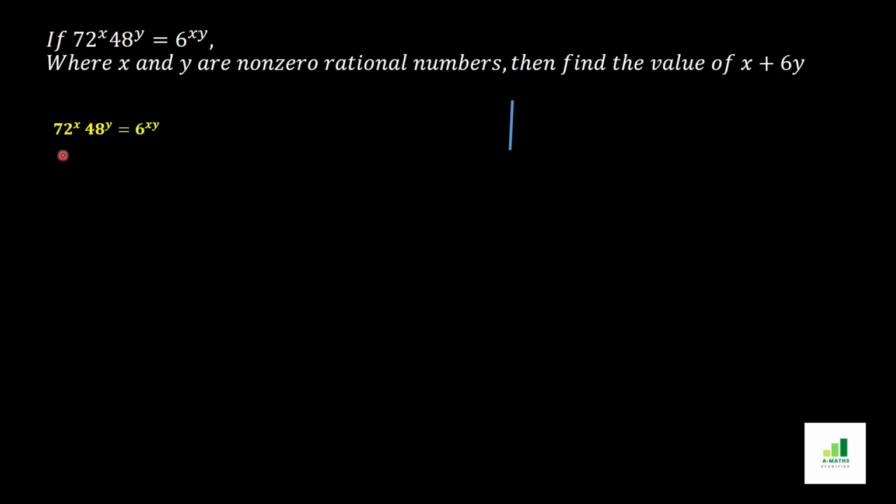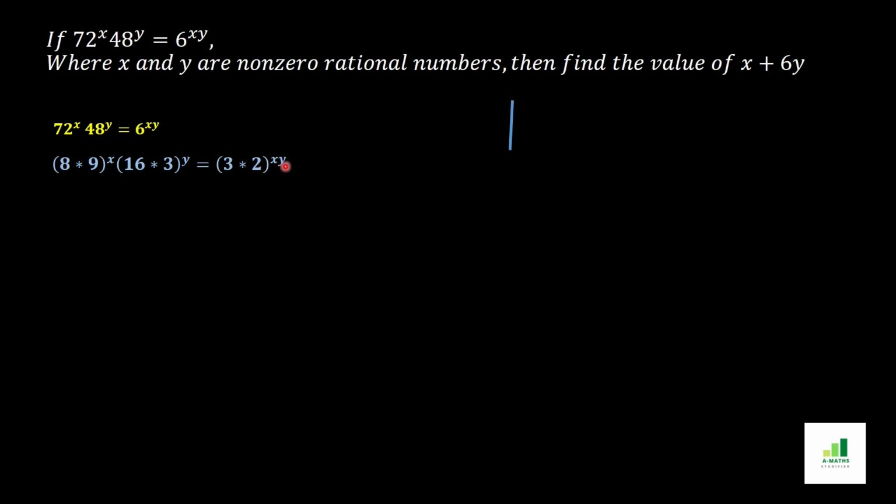break 72 into factors, 48 into factors, and 6 into factors. After factoring these values, when we factorize 72 we get 8 into 9 to the power x, 48 is 16 into 3 to the power y, and 6 is 3 into 2 to the power xy.